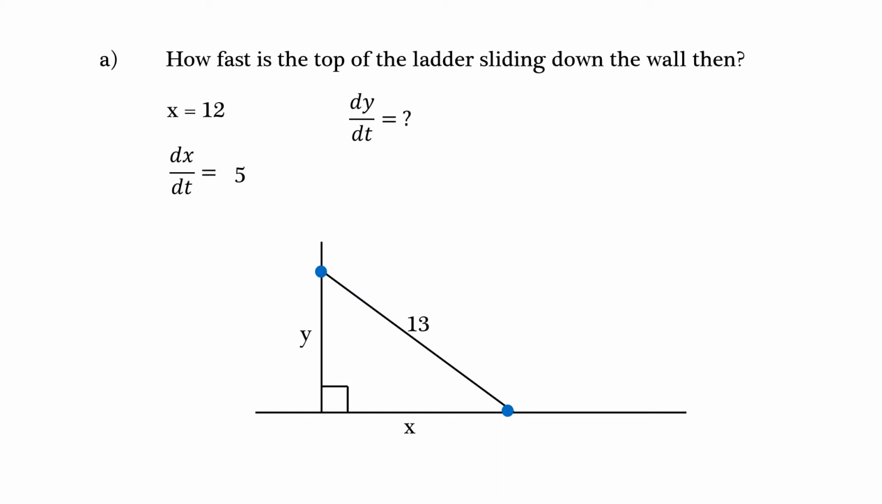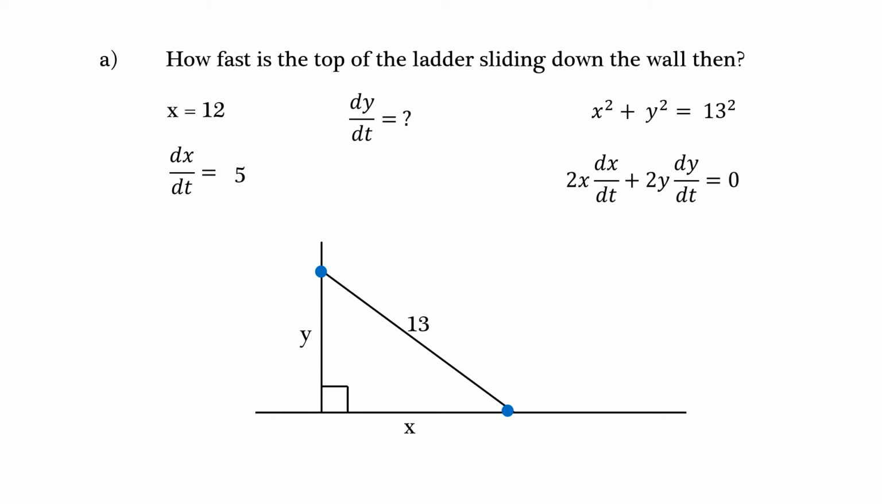There is one very specific relationship that relates the sides of a right triangle, and that is given by the Pythagorean theorem. So we can utilize the Pythagorean theorem, and we can say x squared plus y squared is equal to 13 squared. Take note that x and y are both functions of time, so we can take their derivative with respect to time. So the derivative of x squared with respect to time will be 2x times dx dt, and the derivative of y squared with respect to time is 2y times dy dt. Of course, the derivative of 13 squared is 0 because it's a constant.